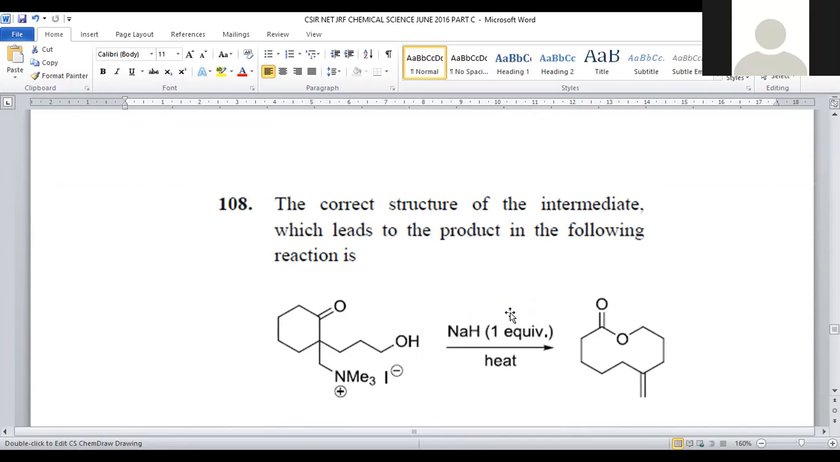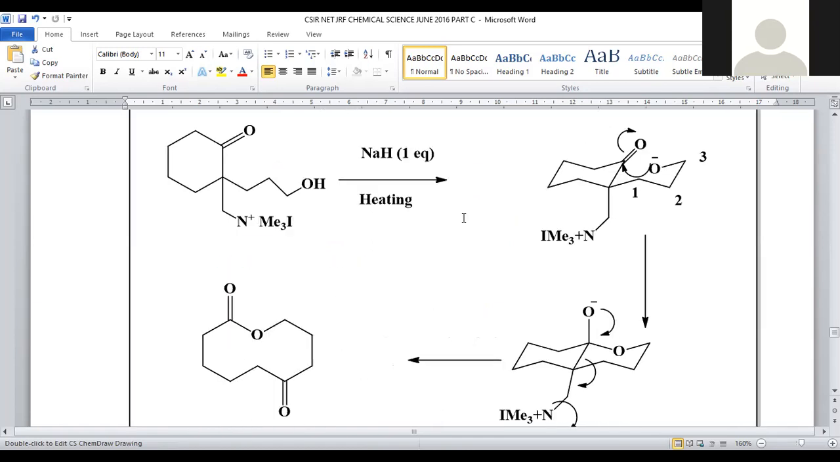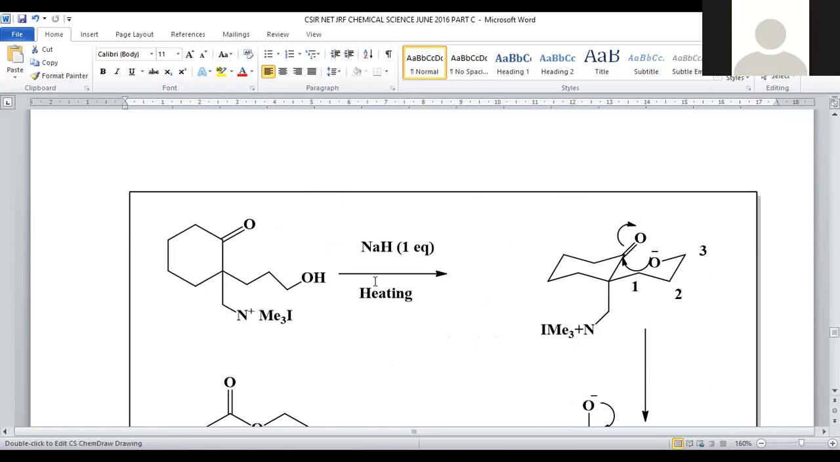For that purpose, we have to know what is the mechanism of the reaction. If we look into the mechanism, then what will be the intermediate formed and the corresponding product formation can be depicted. So let us move on to what will be the mechanism of the reaction. Here, quaternary ammonium salt is there. Sodium hydride of 1 equivalent upon heating. Sodium hydride is a strong base, right? So it will pull H plus. So that here we got O minus. Oxide will be generated.